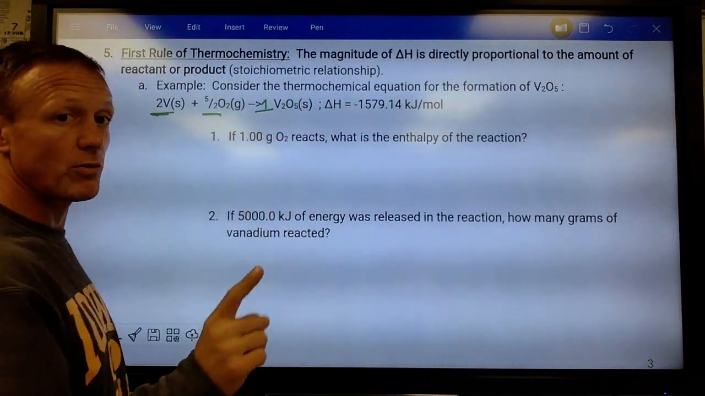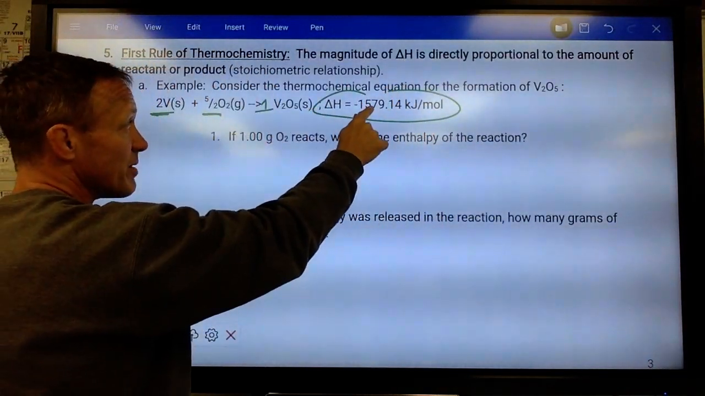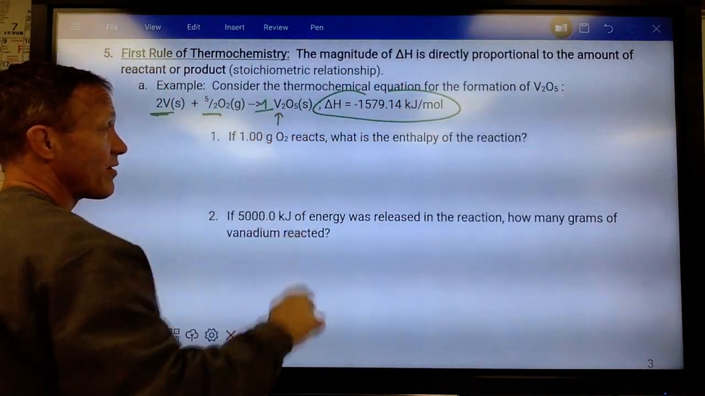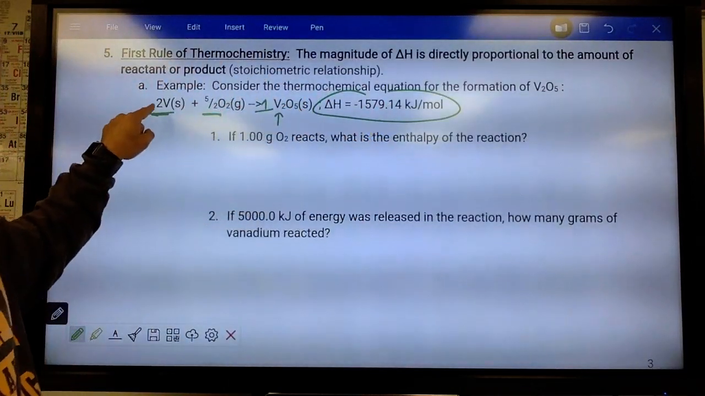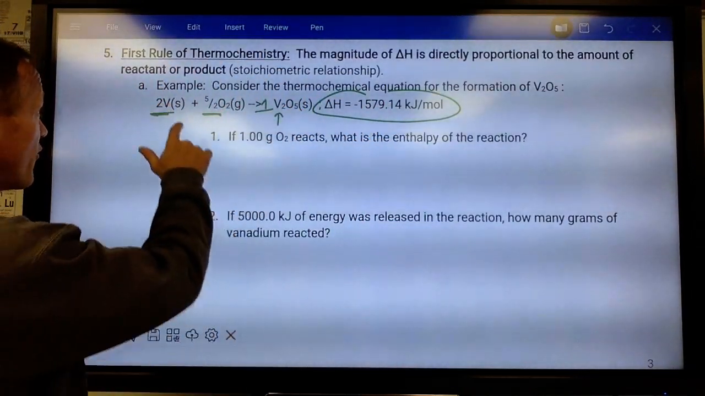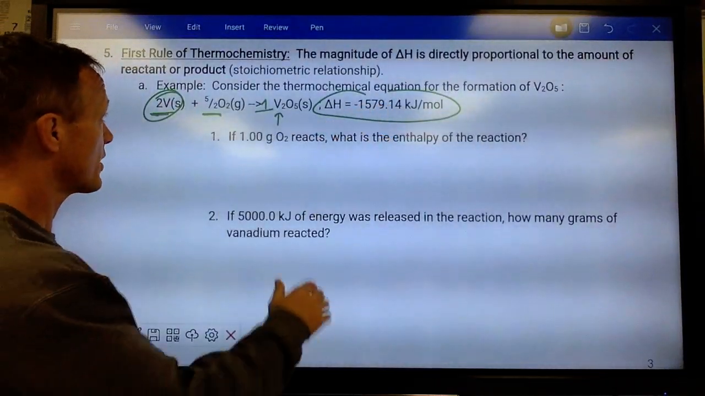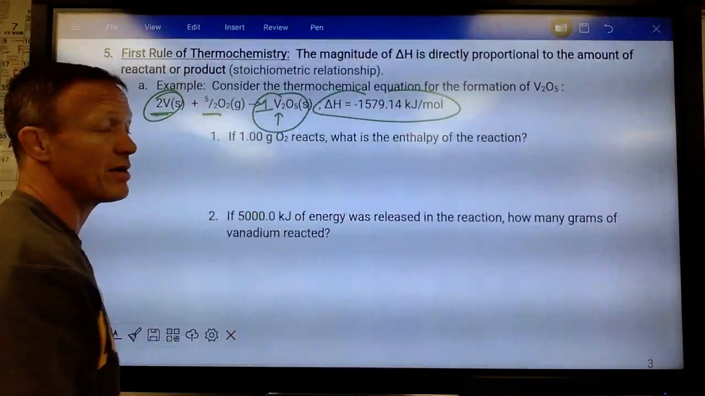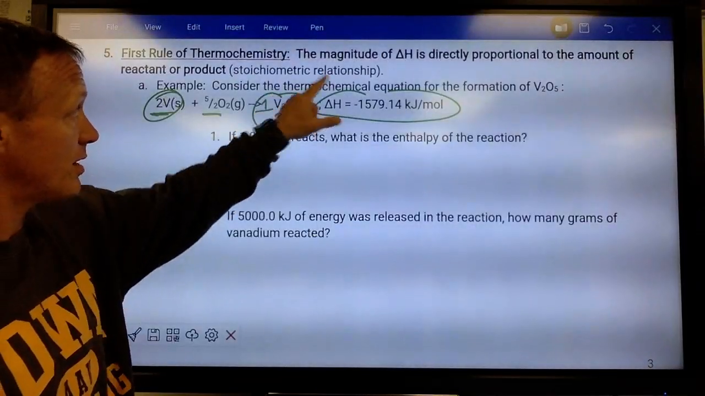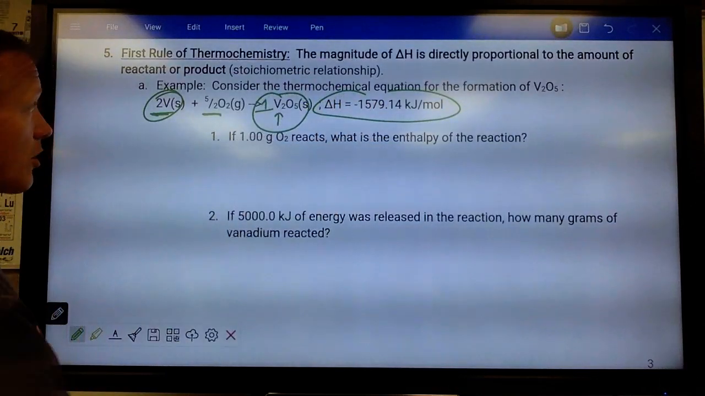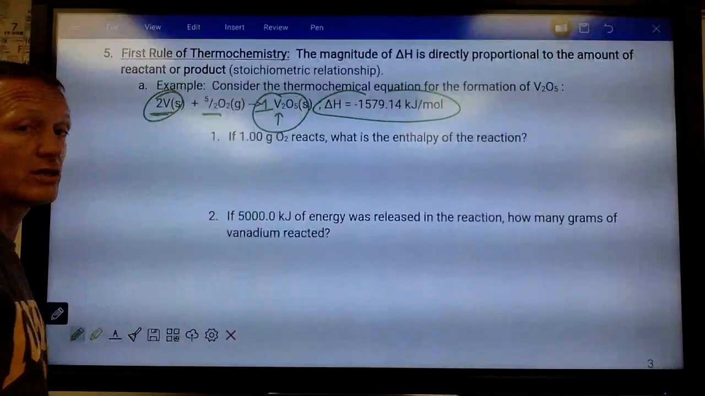So here's the important part of this. This number, that much heat's being given off for every 1 mole of that produced. That much heat's being given off for every 2 moles of vanadium that reacts. So if this was 4 moles of vanadium reacting, we'd have double that much heat. If this was 3 moles of that being made, we'd have triple that much heat. If this was half a mole of that being made, this would be half as much. It's also per 2.5 or 5 halves moles of oxygen.